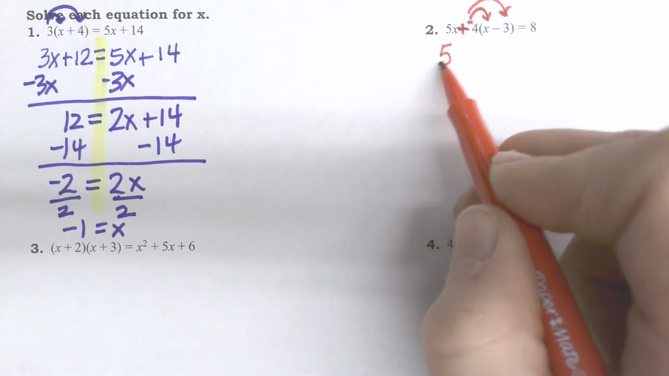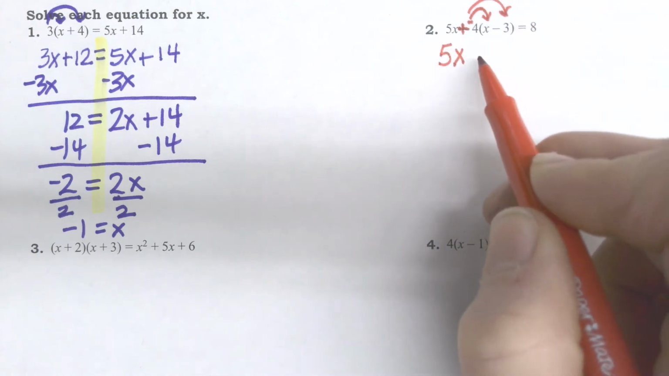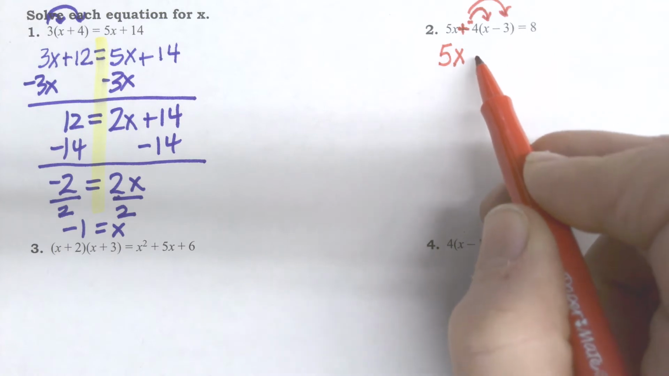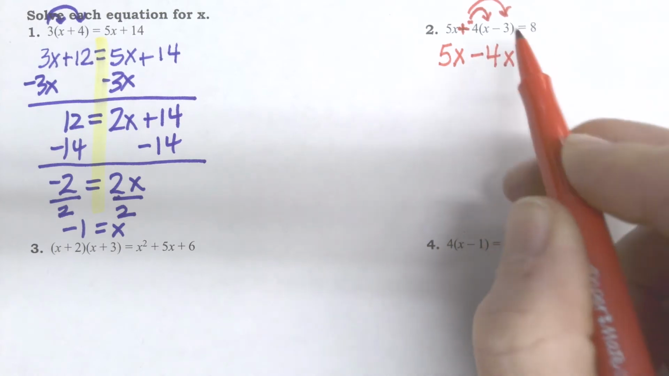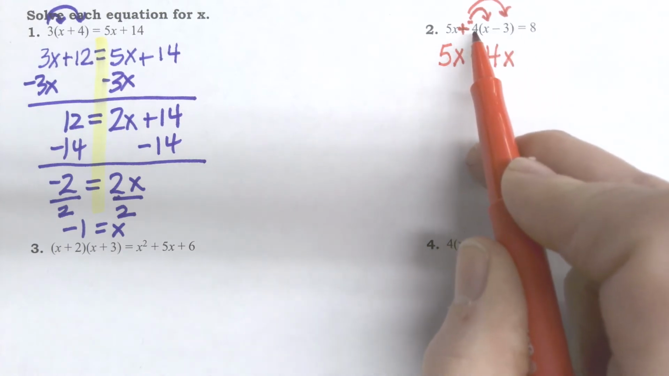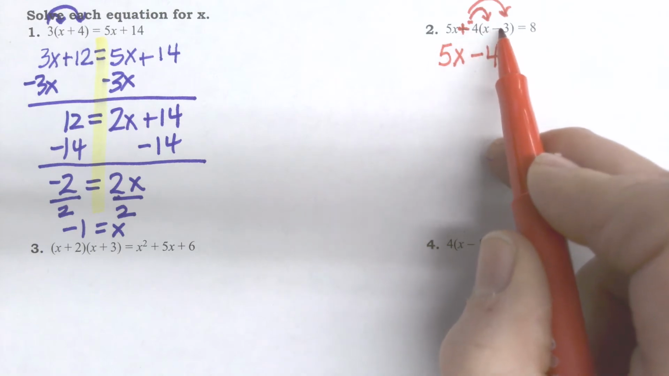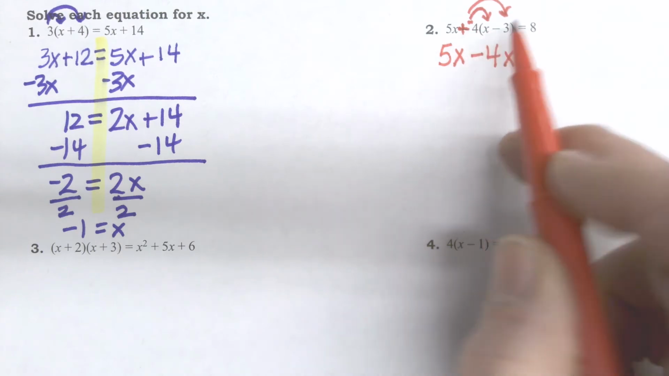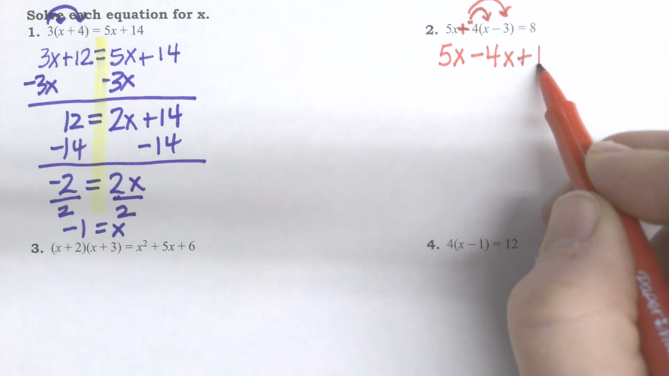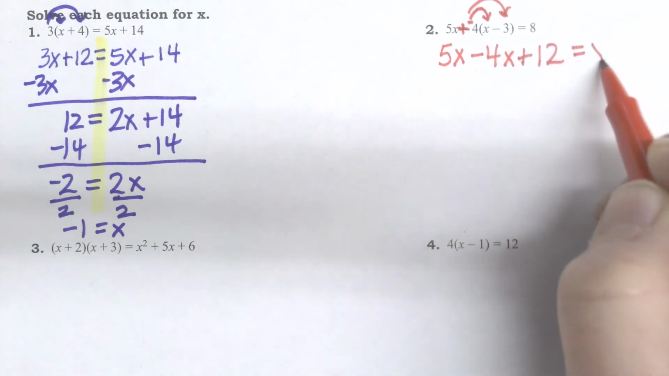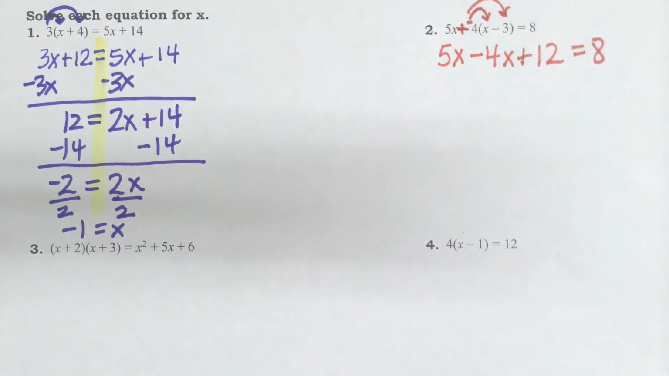This is 5x plus negative 4x, so that's minus 4x, plus negative 4 times negative 3. What's negative 4 times negative 3? Positive 12 equals 8.